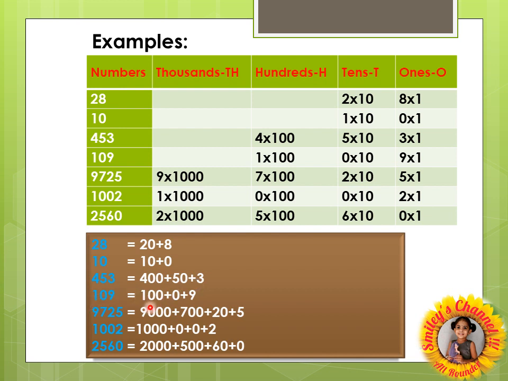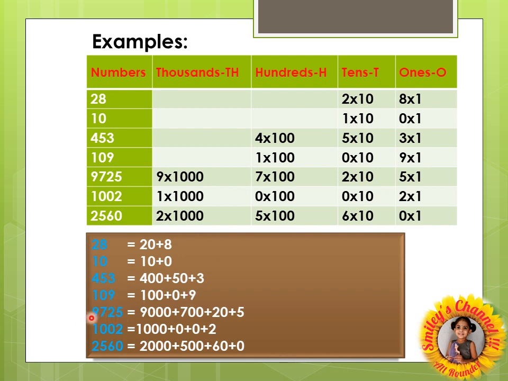109. So 1 is in which place? Hundreds place. So 100. Again here you observe. This is the second point I told you to remember. When you see 0, don't think about anything, directly you write 0 in that particular digit's place. Plus 9, because when we multiply 0 with any number, the answer is 0. So here 9 is in ones place. So 9 into 1, 9.